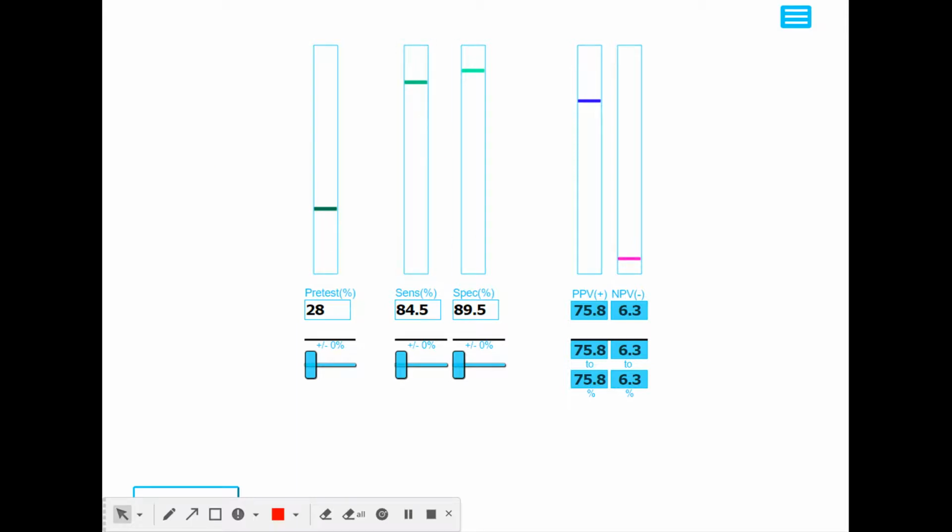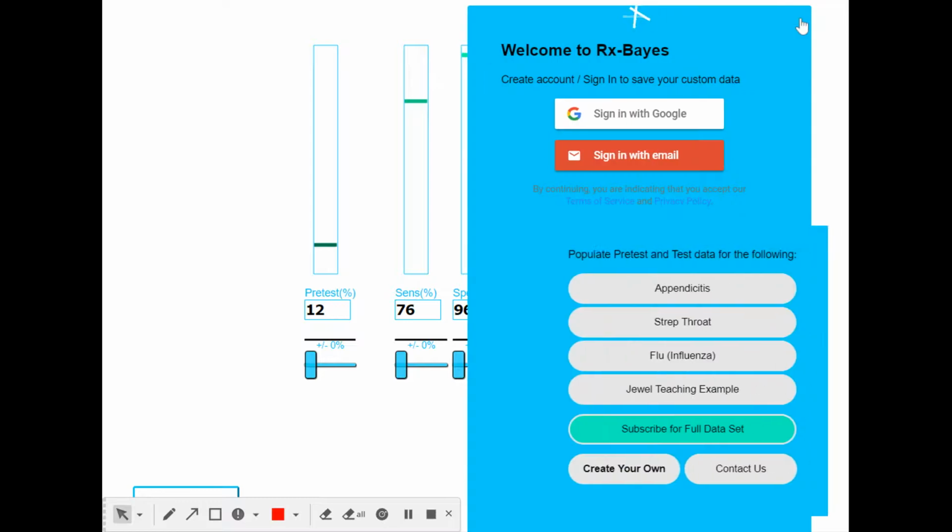Many sites have Bayes' theorem calculators that you have to individually enter data for. The whole point of this app is you can, in real time, see how changes in pretest probability or changes in sensitivity and specificity affect the outcome of clinical testing. To facilitate that, we've actually included some pre-populated data. That's in the menu here.